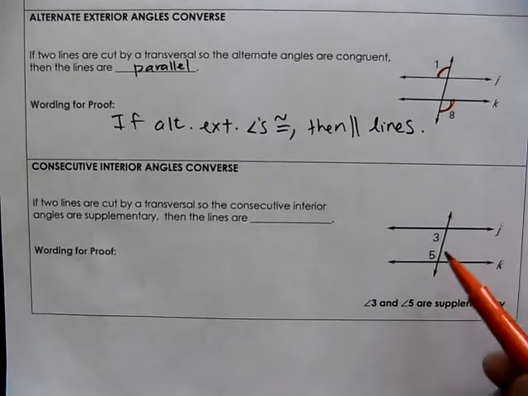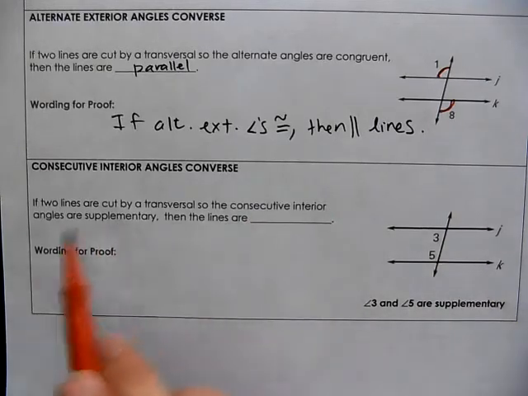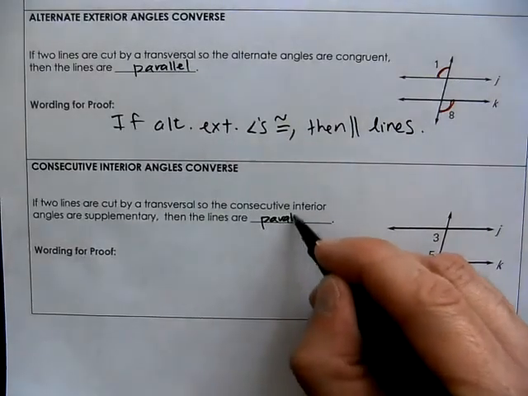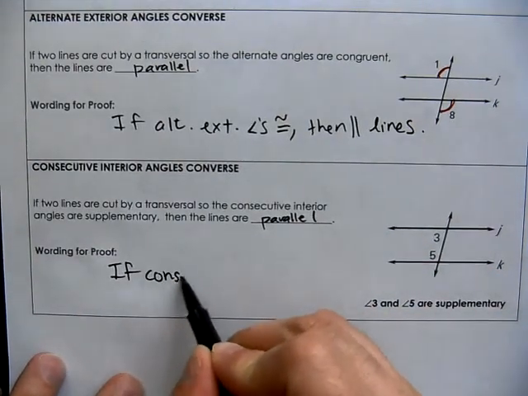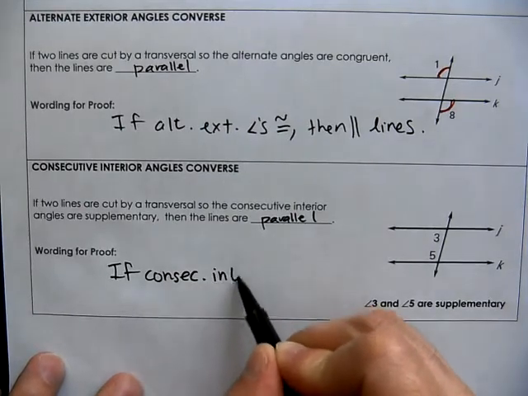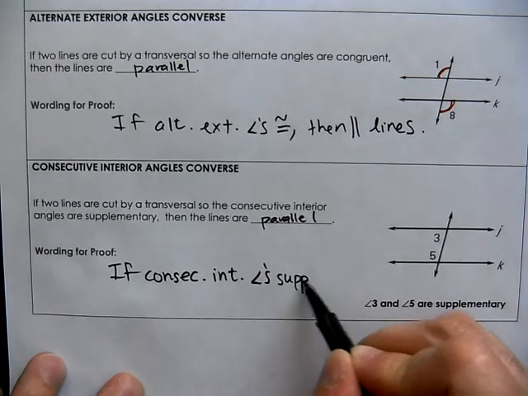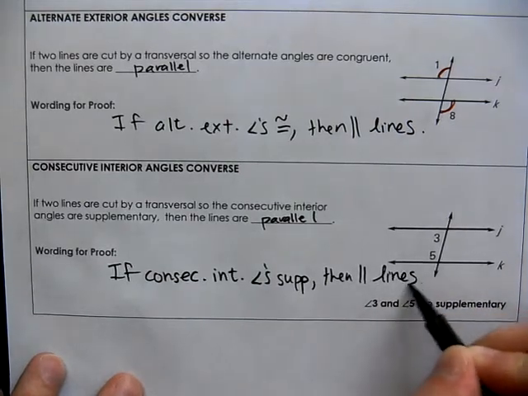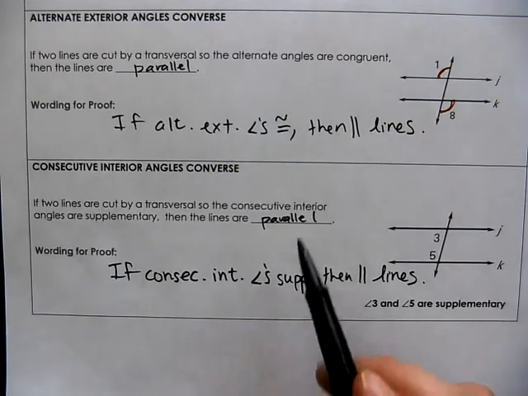We would say, oh, these angles happen to be in the location labeled as consecutive interior angles. If those two happen to be supplementary, then what do we know about the lines they touch? We can conclude that they are parallel. So we would say if consecutive interior angles are supplementary, then we have parallel lines. So watch out for that one change right there. It's supplementary instead of congruent.